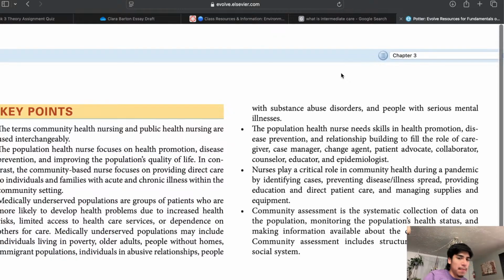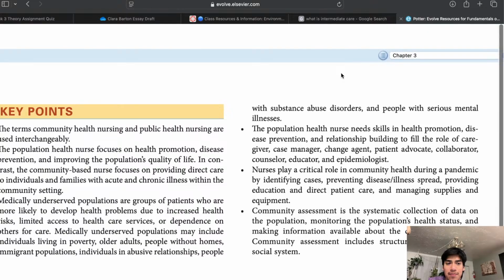Okay. So chapter 3 is population health. We're going to talk about populations, people who are medically underserved, and how culture affects things. So let's just get into it. Let's go over the key points first before we start reading the chapter, so we make sure we don't miss anything important.